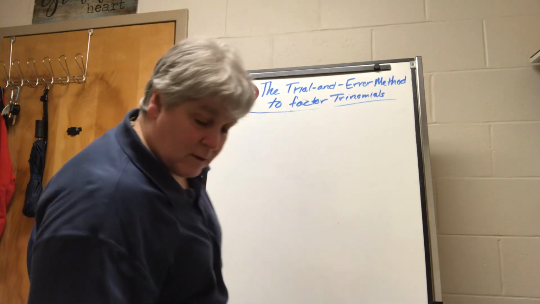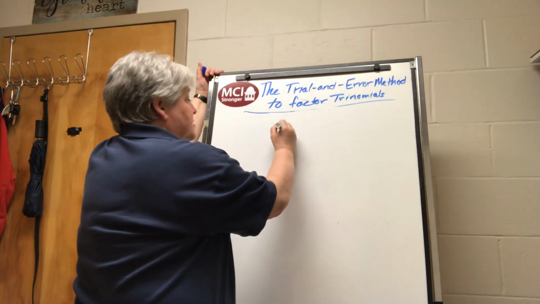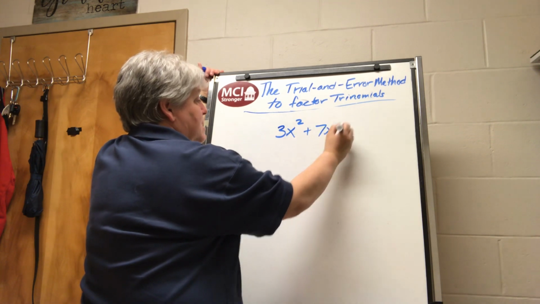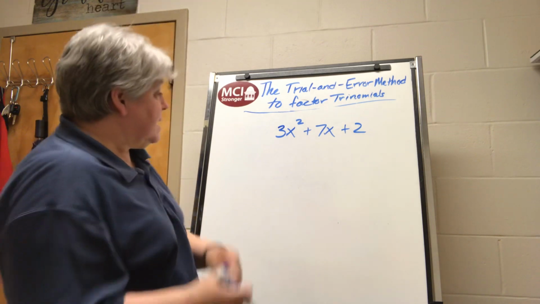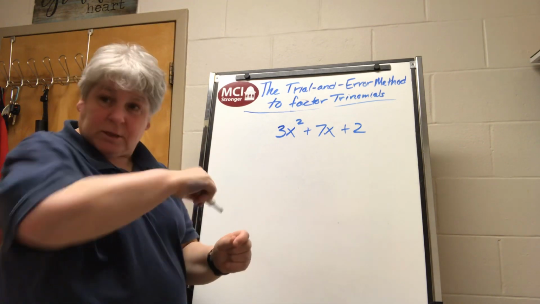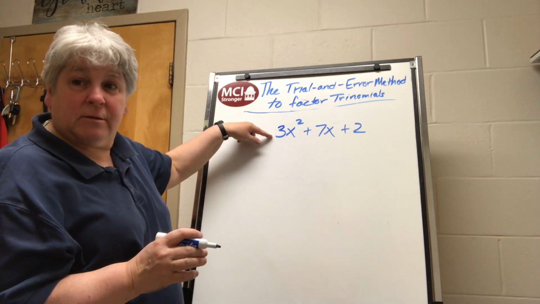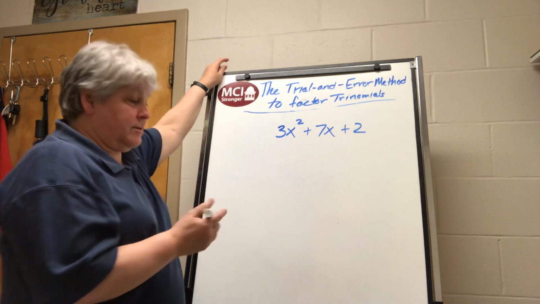Okay, so let's take a look at something like 3x squared plus 7x plus 2. So this is something that somebody already had two sets of parentheses. They already multiplied it out. They already FOILed it out, and this is what they got as a result. And we're going to try to work backwards to see what they must have started with.